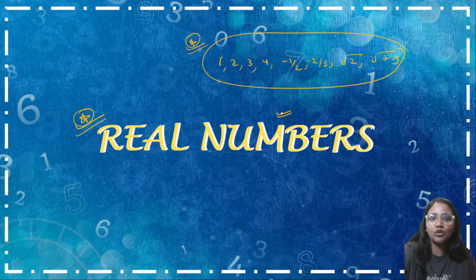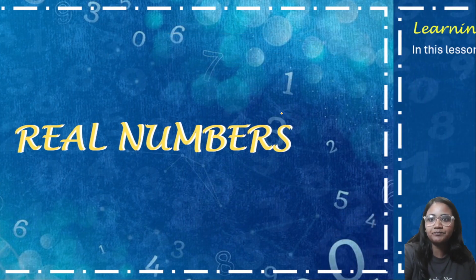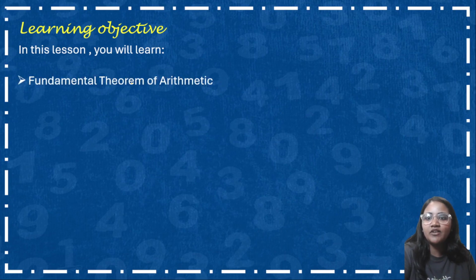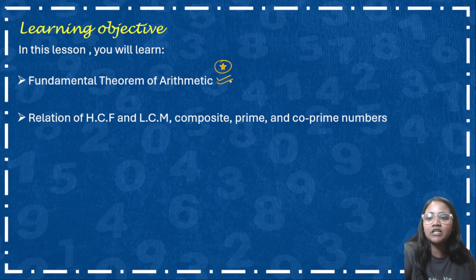Okay, let's see what we're going to learn in this lesson today. So what are the learning objectives? In this lesson, you will learn the fundamental theorem of arithmetic. So we're going to deal with this theorem, which is very important in the number system. For the number system, we learn about the prime factorization of the numbers, right? So we're going to learn about this theorem. Then we have the relation of HCF and LCM, which is highest common factor and least common multiple. Okay, what are composite numbers, prime numbers, and what are co-prime numbers? We're going to learn this.